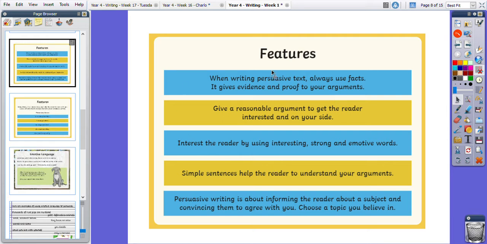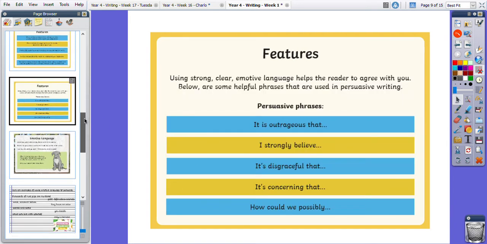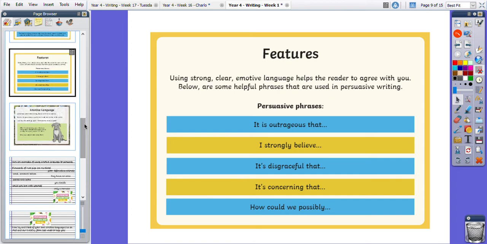We need to make sure that our writing is very interesting, and that we're using simple sentences so that the reader understands. And here's some examples of strong, clear and emotive language that you might use to persuade somebody to agree with you. So you might choose to use those in your writing later in the week or even today.